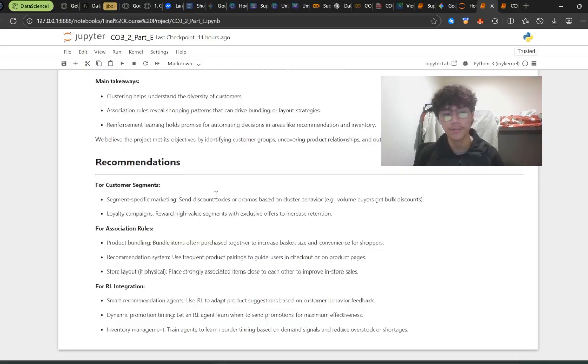And then for future reinforcement learning integration, we recommend exploring the use of reinforcement learning to create smart recommendation agents, dynamically time promotions for maximum impact, and chain agents to optimize inventory management, reducing both overstock and shortages. We believe that by implementing these data-driven strategies, the company can enhance customer experience, increase sales, and operate more efficiently.